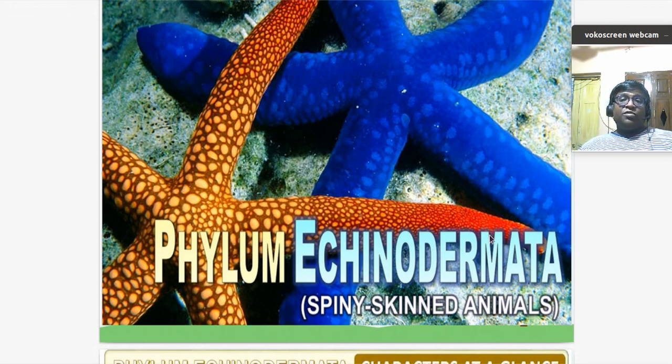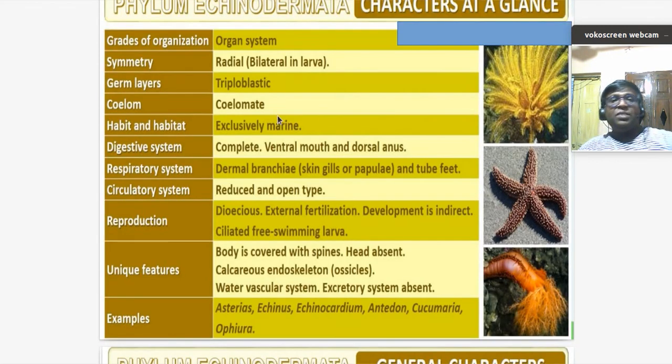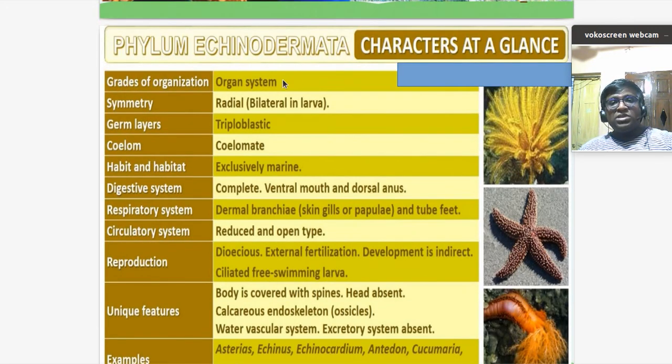The last phylum for the non-chordates is phylum Echinodermata. So you can notice the starfish. They are spiny skinned animals. So you have to remember about that. So what are the characteristic features of phylum Echinodermata? They have organ system level of organization.